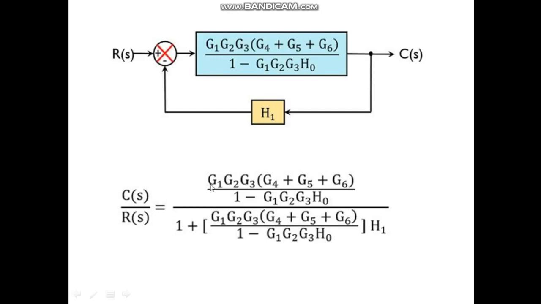So we can write this as G1 into G2 into G3 into G4 plus G5 plus G6 divided by 1 minus G1, G2, G3 and H0, again divided by 1 plus, because this H1 has negative sign, so we will consider it as positive. We have to add it to 1, so it will be 1 plus this complete term multiplied by H1, which is written here. So this will be considered the final transfer function for the said numerical.